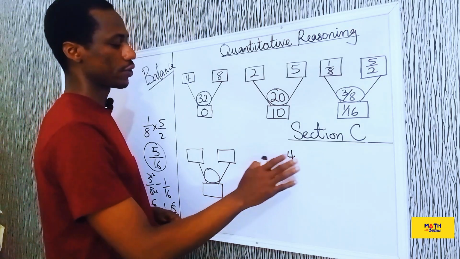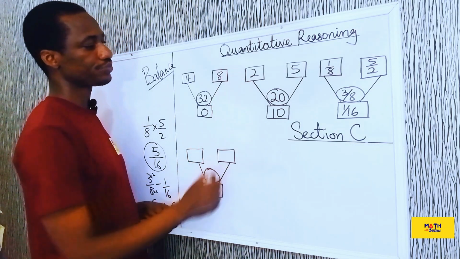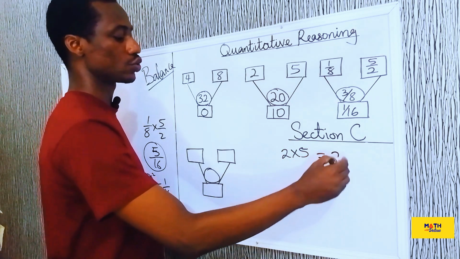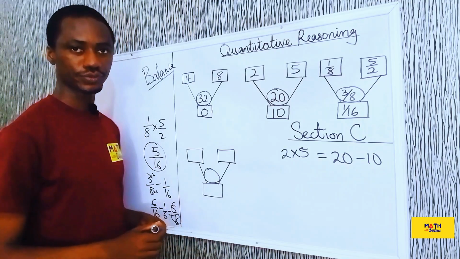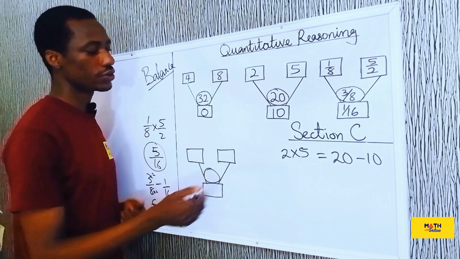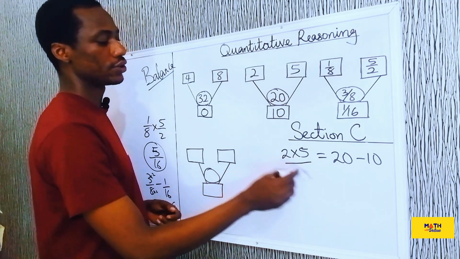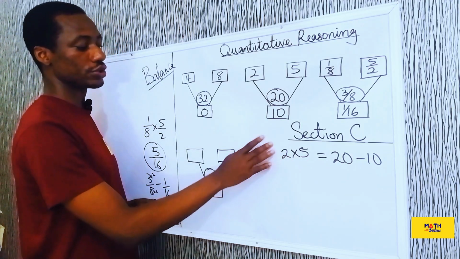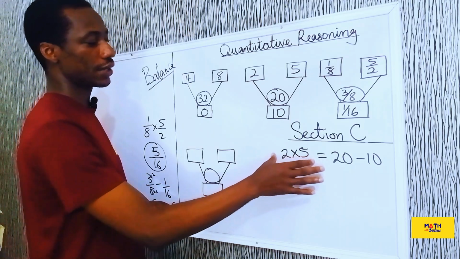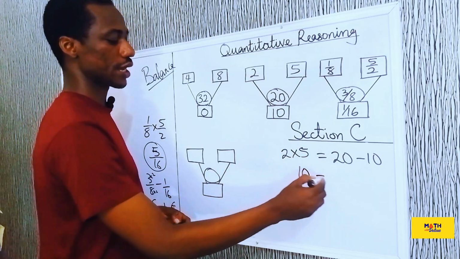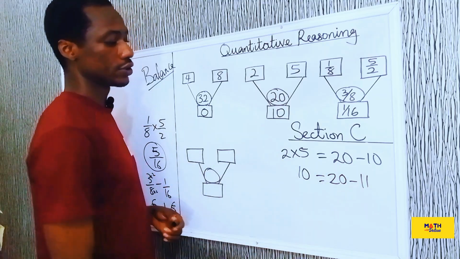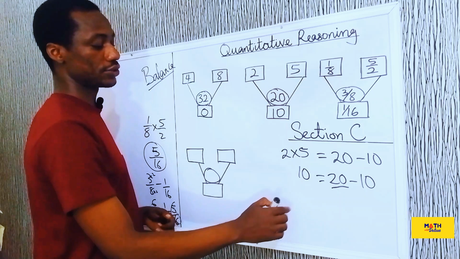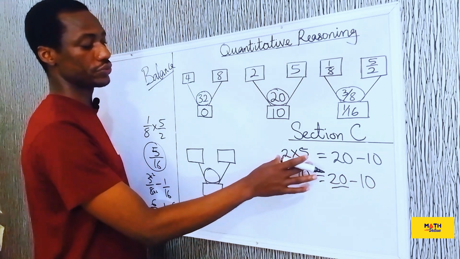So here, let's use this. You have 2 times 5, and then it gives you the same thing as 20 minus 10. One good thing with balance is once you know the answer to this side, you just reverse the operation. Since I already know that I'm doing multiplication and this side will be 10, so 10 will be equal to 20 minus 10. For me to get 20, all I need to do is add this 10 to this result.